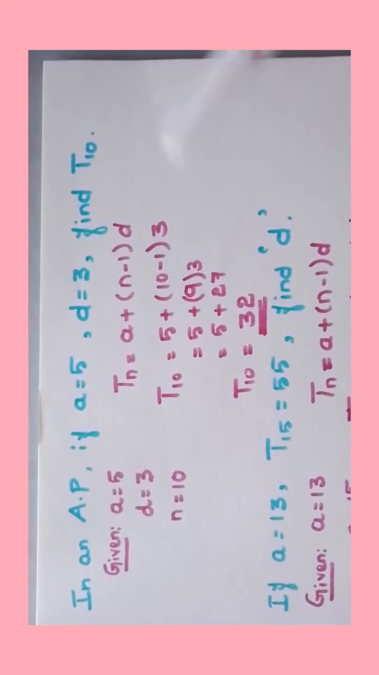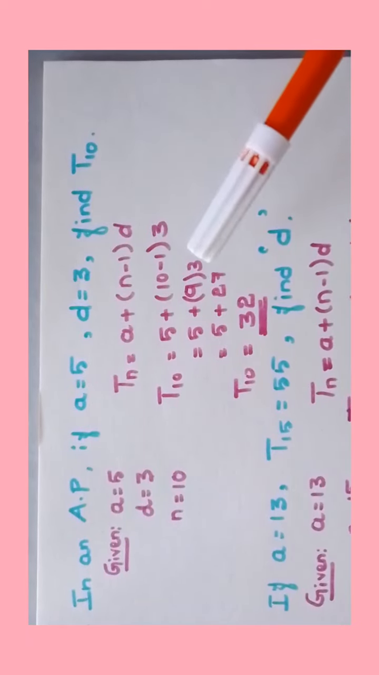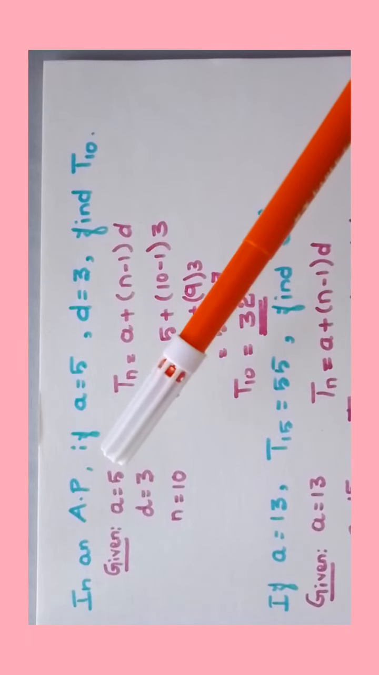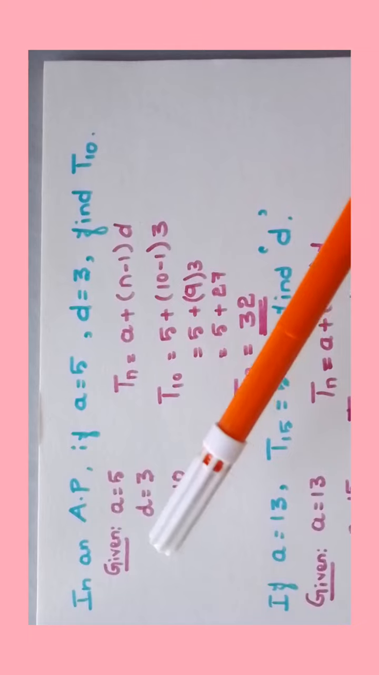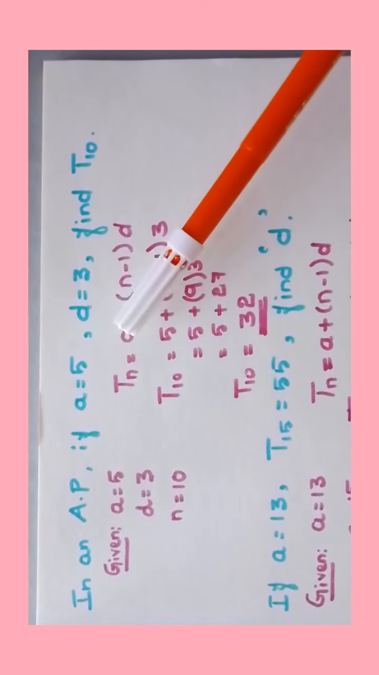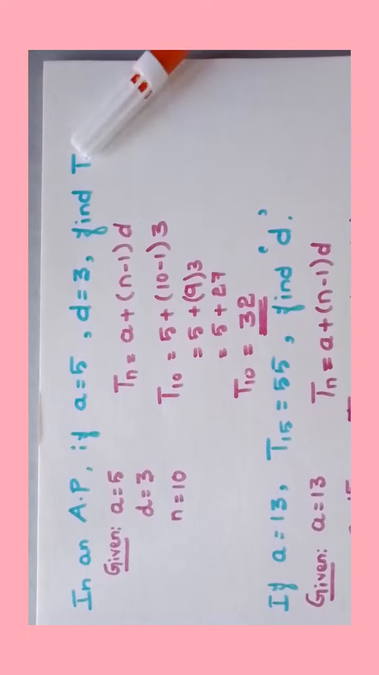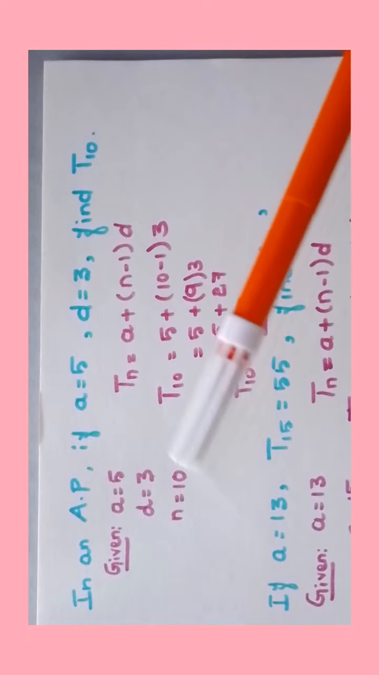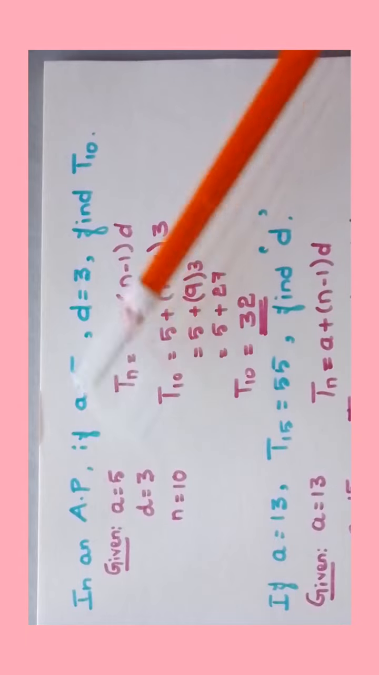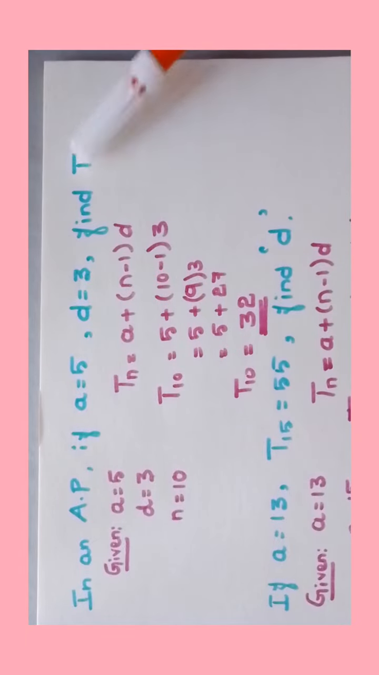Okay friends, now we shall solve a few sums related to AP, arithmetic progression. In an AP, if A is equal to 5, D is equal to 3, find T10. Let's list out what is given. A is equal to 5, D is equal to 3, and here T10 is given.